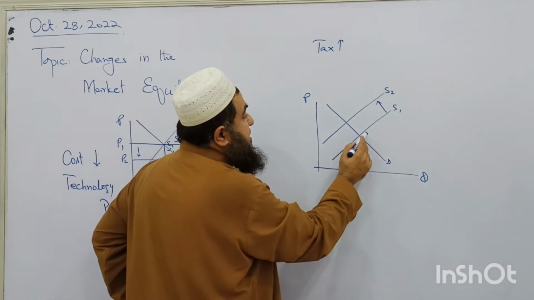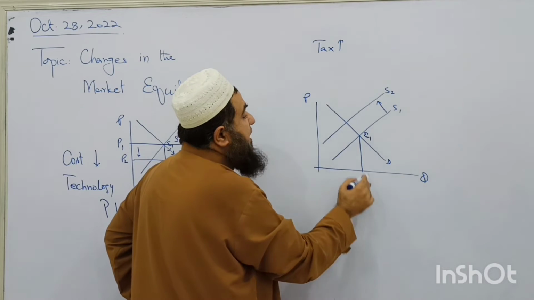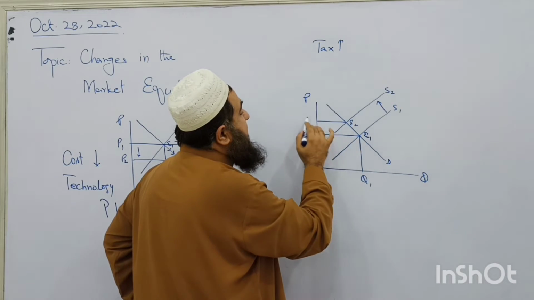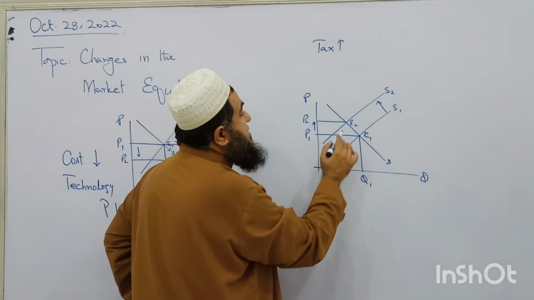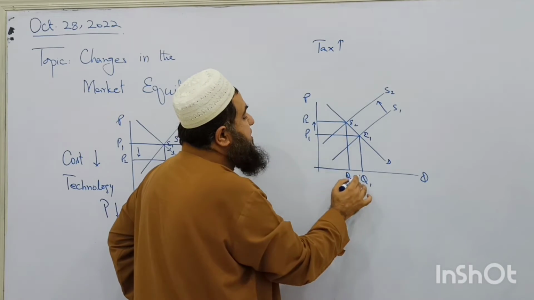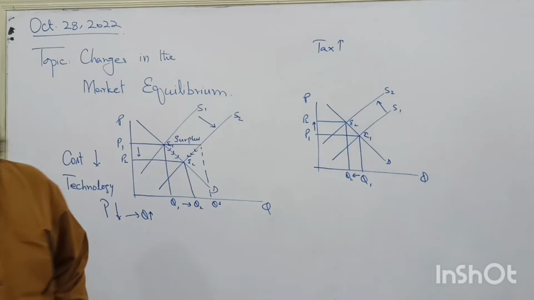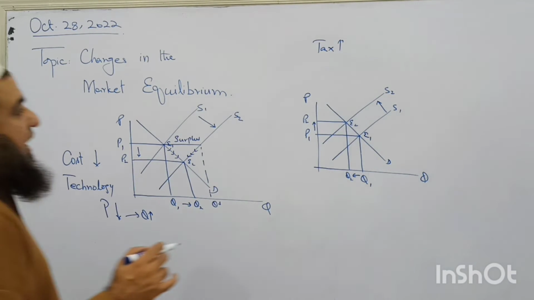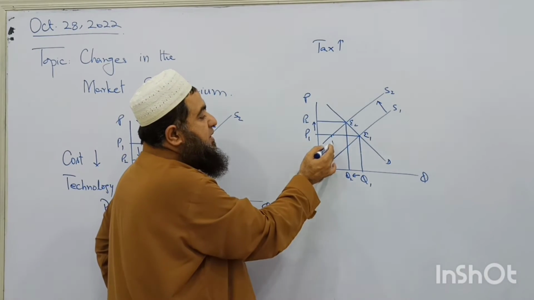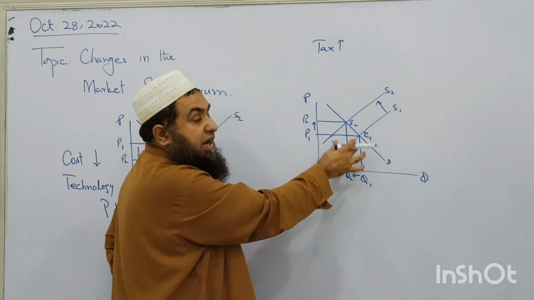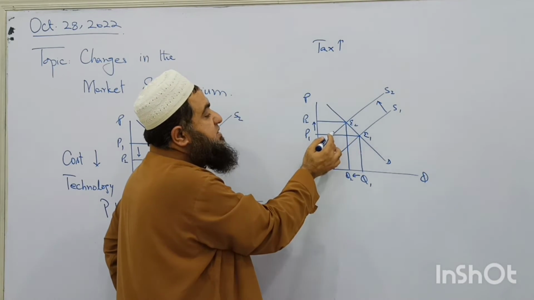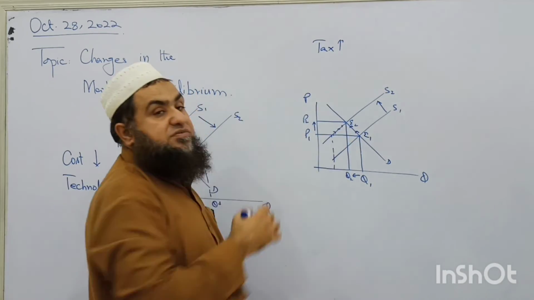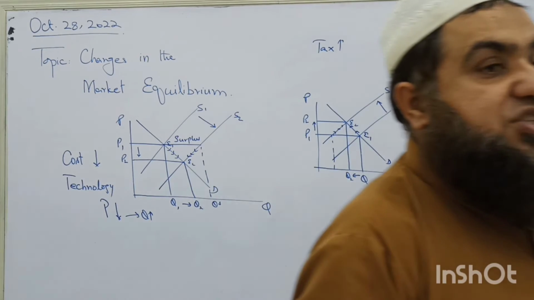So before the change in government tax, this was the equilibrium quantity and equilibrium price. Now after the tax, what happened? Equilibrium price has increased, whereas equilibrium quantity has decreased. When tax is imposed, supply will shift leftward, and at the previous price there was a shortage, and due to that shortage, the price is pushed up towards a new equilibrium, where the market will be stable again.